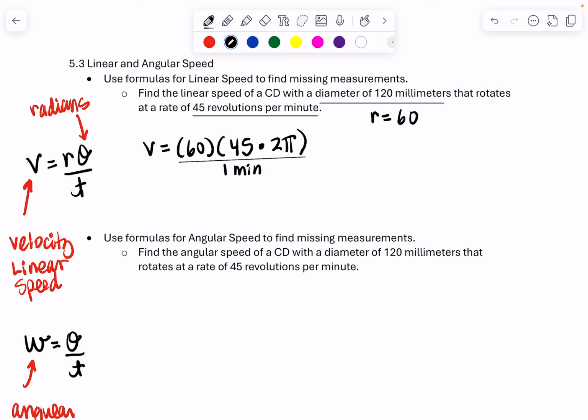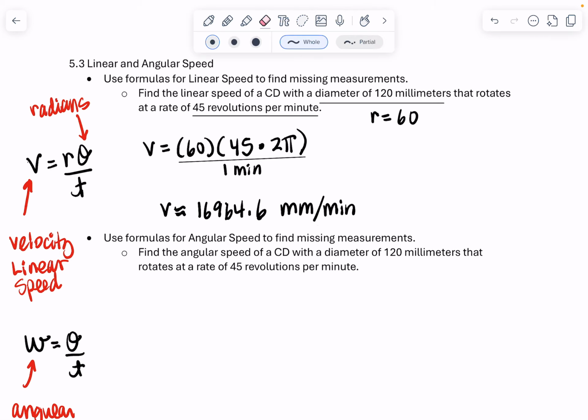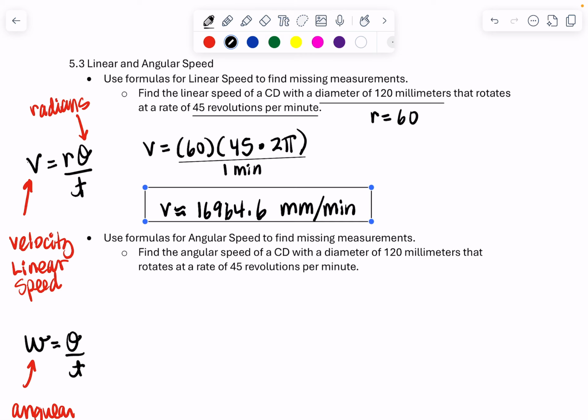So at this point, we can plug all this loveliness in your calculator, and I want you to do that. Make sure you're getting the right thing. And we are going to round off to 1 after, and again on the test, it will tell you where to round to. 16964.6, and this is millimeters, because that's what the radius is in, per minute. So yes, you need to put your units. So make sure you're knowing how to get this and get the correct answer.